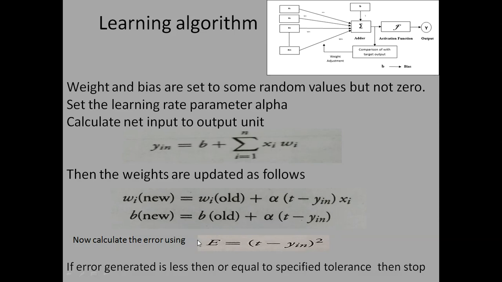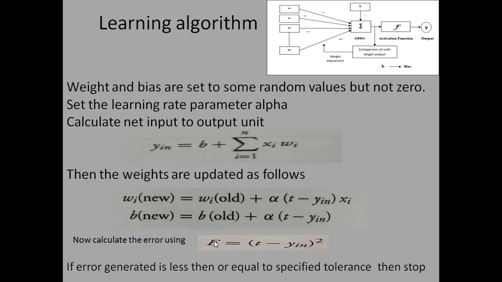Then we calculate the error. For the error, the formula is (target minus net input) to the power 2. We calculate the square, and that's why it is called mean square error. Here we have to check whether the error generated is less than or equal to the specified tolerance of error. If so, we stop our algorithm there. This is the stopping condition.